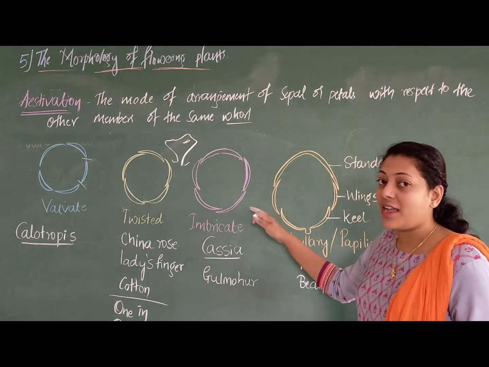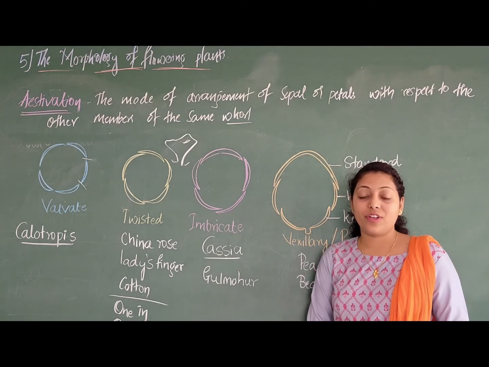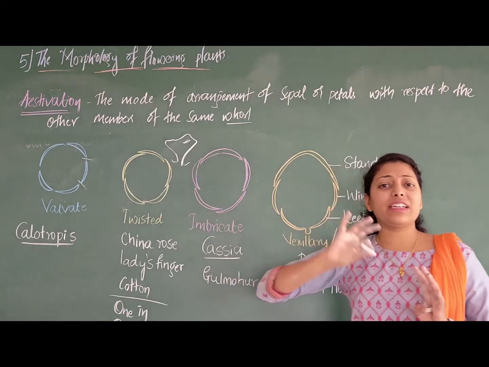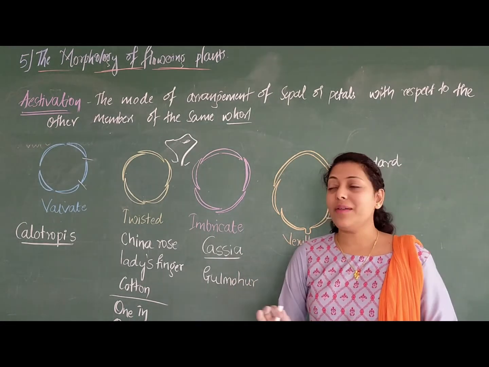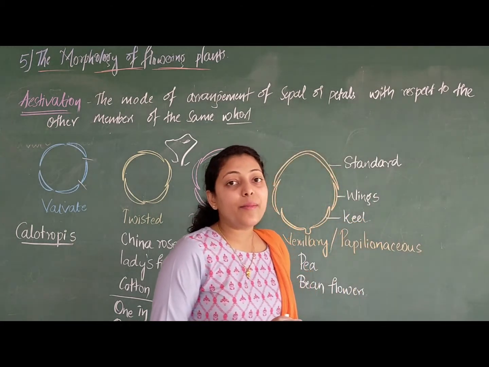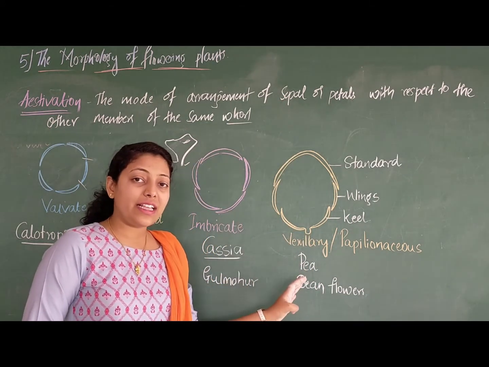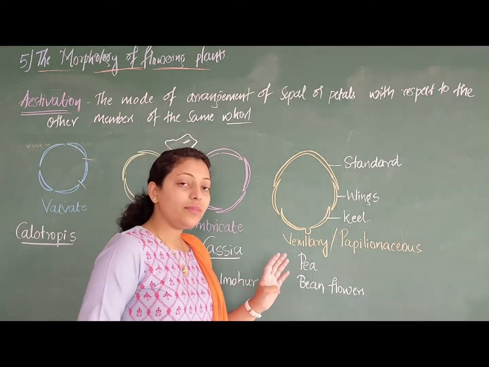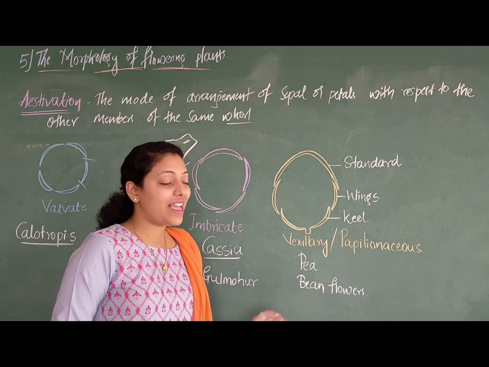So that is called imbricate aestivation and it is found in Cassia and Gulmohar. You can observe in the diagram how Cassia appears, how Gulmohar appears, and you can see beautifully how imbricate aestivation is formed. Okay, is it clear? So now moving to the last type of aestivation, which is called vexillary aestivation or papilionaceous aestivation.